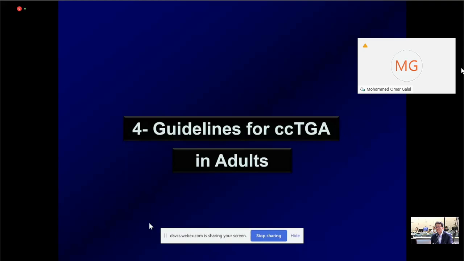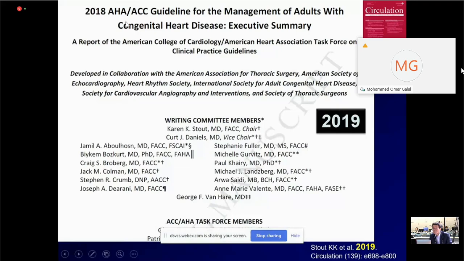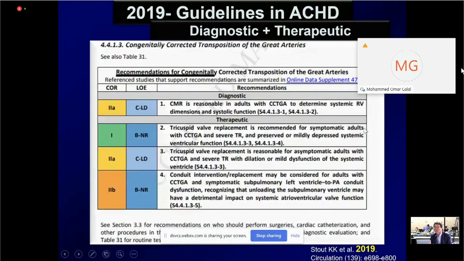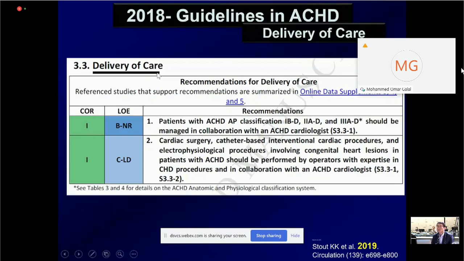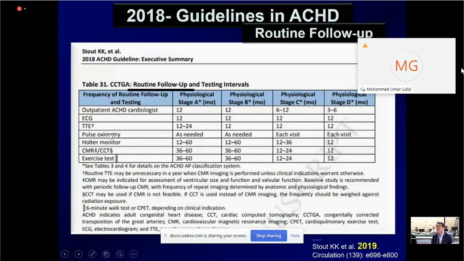The guidelines for corrected transposition in adults are more oriented towards adult congenital, published in Circulation 2019. And here I'm just sharing with you a few things they looked at. Here are the recommendations for corrected transposition. Often, echo is not good enough for diagnosing RV function, so MRI is good. And of course, tricuspid valve replacement is indicated if we have severe TR and impaired RV function. They looked here also at delivery of care, and at routine follow-up, what they recommend to be checked. As I mentioned before, Holter monitor, MRI, and pulse oximetry are all important at follow-up.